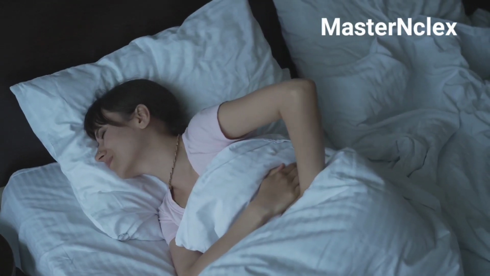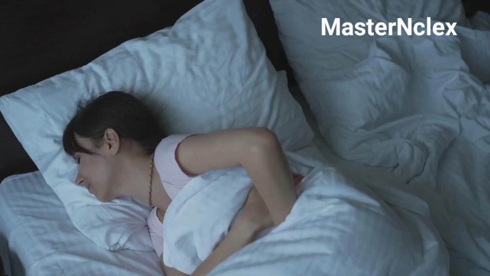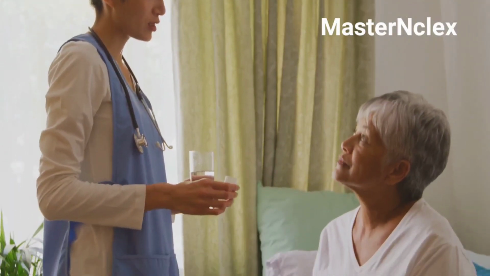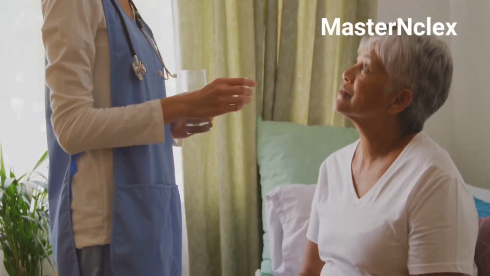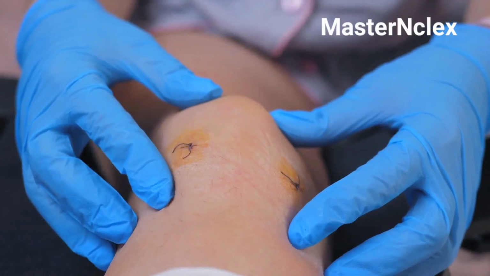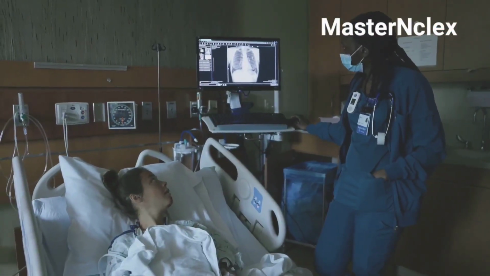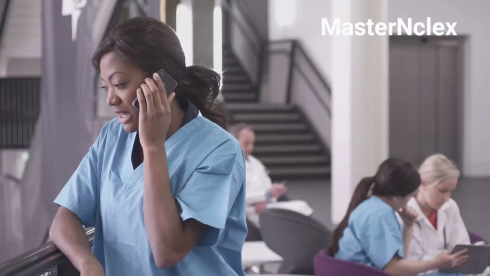A patient who is 2 days post-operative from abdominal surgery reports pain. Which action should the nurse take first? A. Administer prescribed analgesia. B. Assess the surgical site. C. Reassure the patient that pain is normal. D. Notify the healthcare provider.